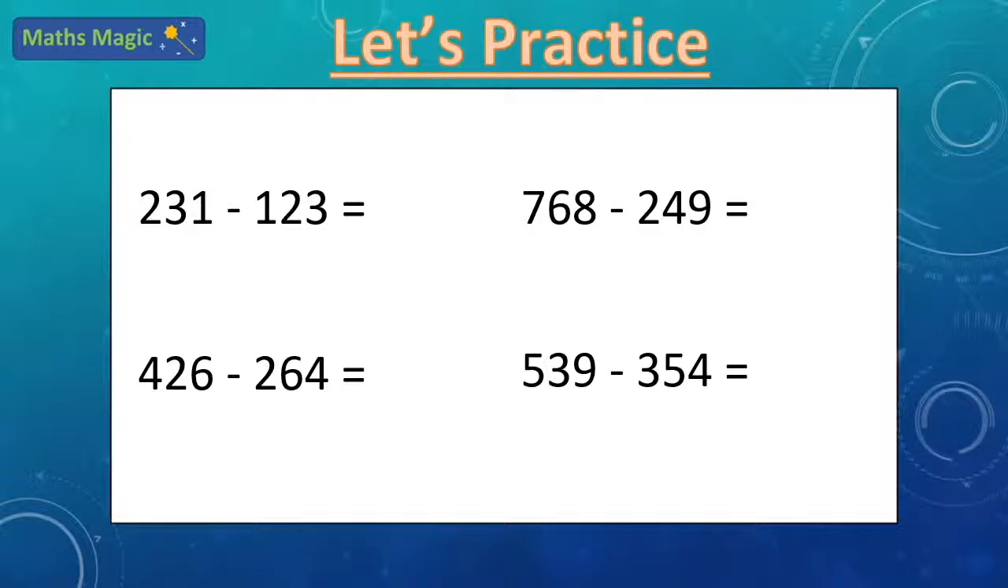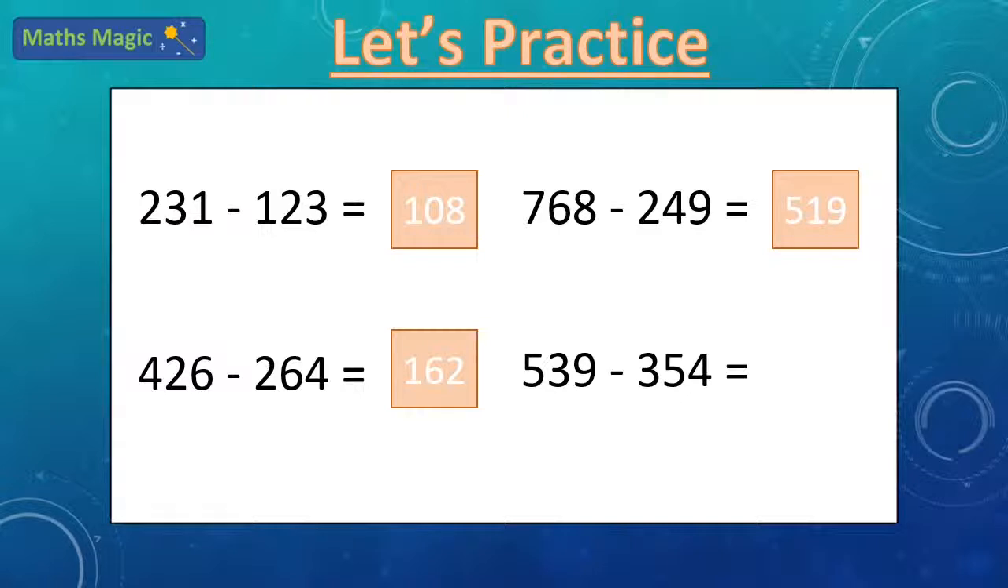231 subtract 123 equals 108. Next question, 426 subtract 264 equals 162. Our third question is 768 subtract 249, which equals 519. And finally, 539 subtract 354 equals 185. Well done for giving that a go. If you made a few mistakes, go back and watch the method again. If you got them all right, let's try some maths mastery.